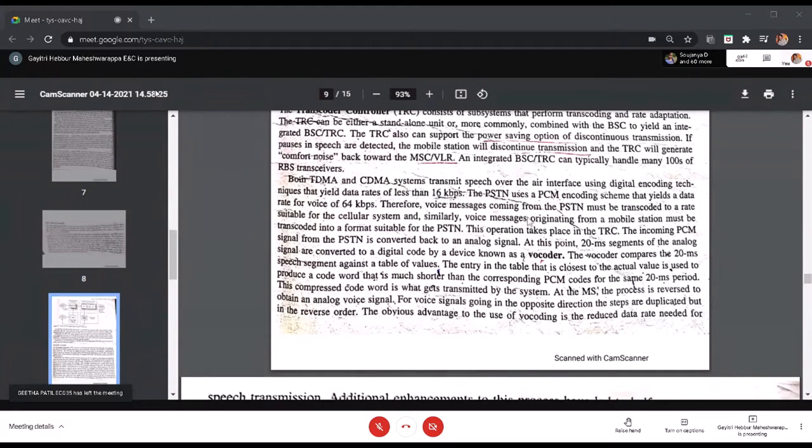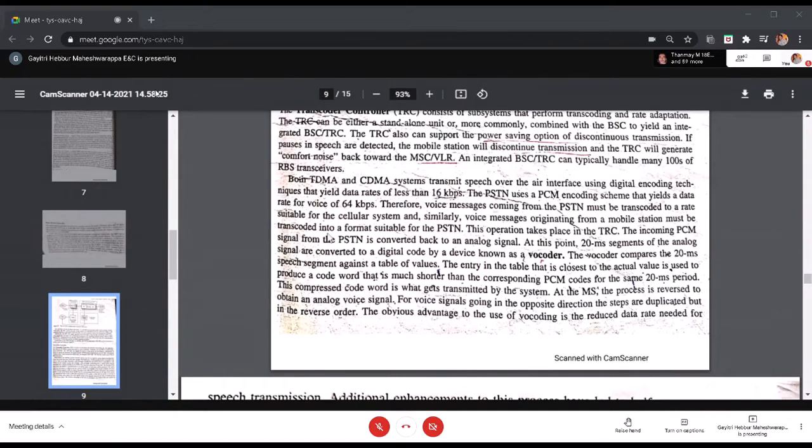So this side is 16 kbps and this side requires 64 kbps because the transmission mode is different. Here it is the air interface, and here we are using the T1, E1, J1 carrier system for PCM data transmission, which carries 64 kbps. So normally it does mux and demux operation, and this operation takes place in the TRC.